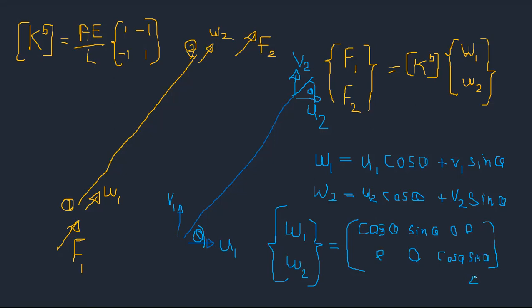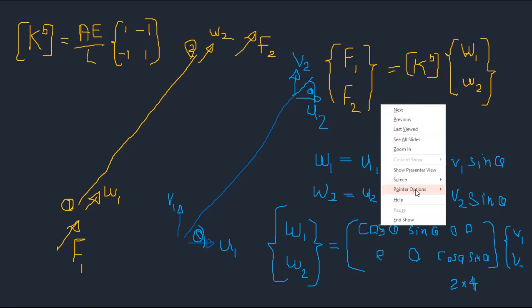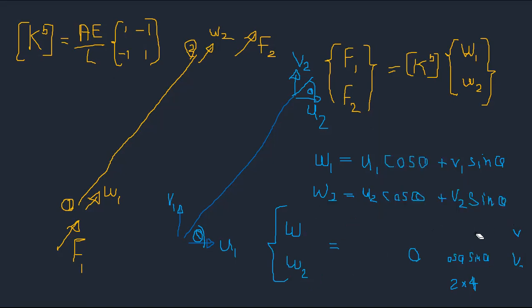This is a 2 by 4 matrix, right? Into U1, V1 and, sorry, there are 4 components. I will write this in the next page, otherwise I don't have space. So you can see W1 is U1 cos theta plus V1 sin theta. There's no contribution from U2 and V2. So you can write U2 into 0 and V2 into 0, right?